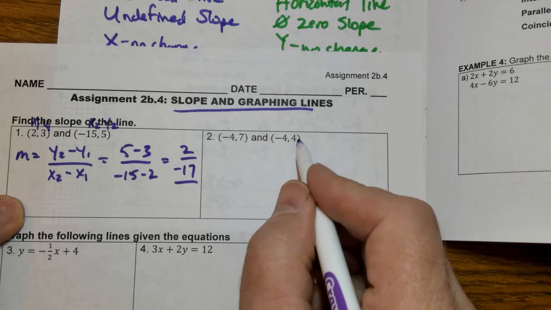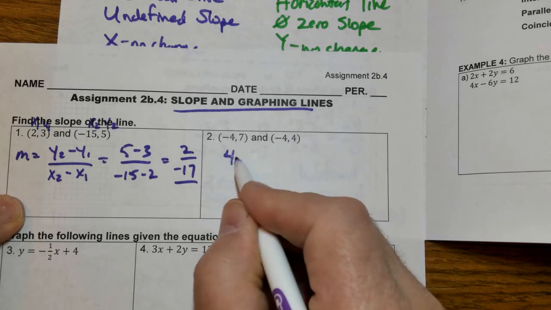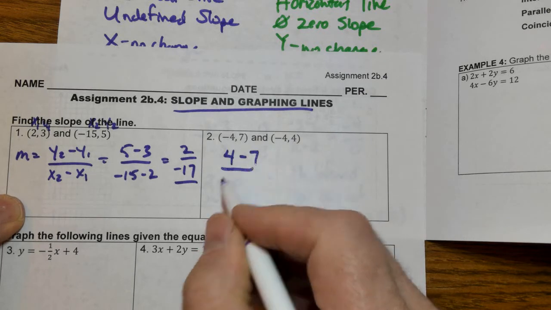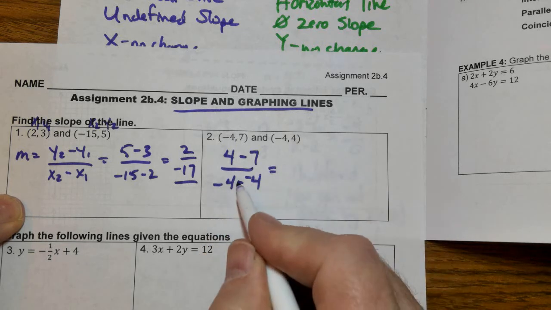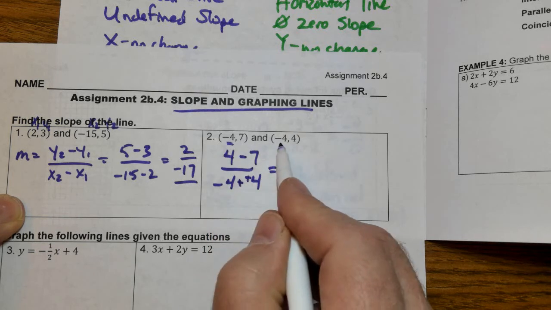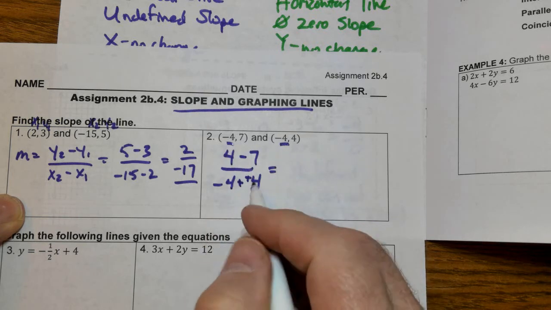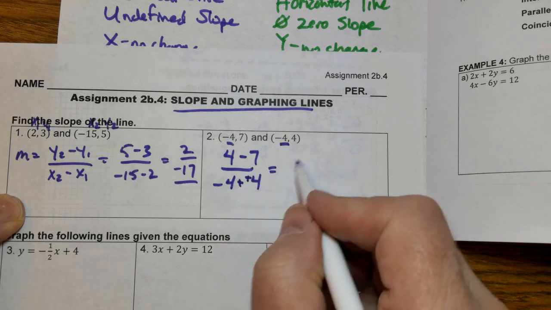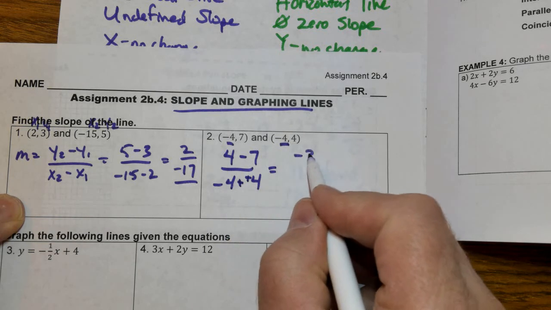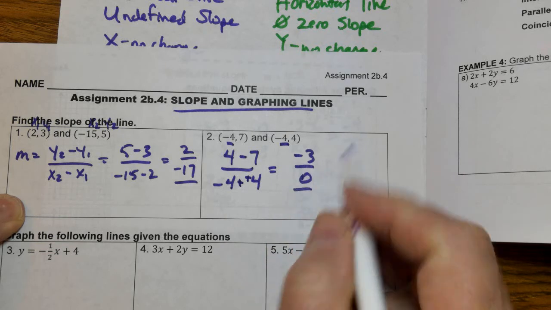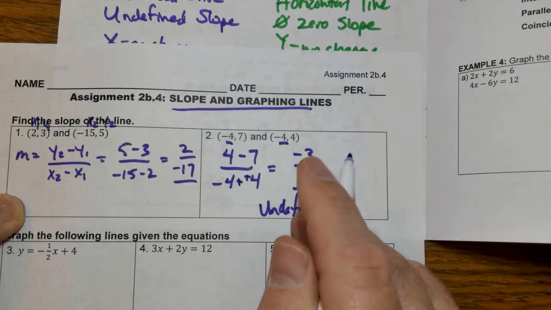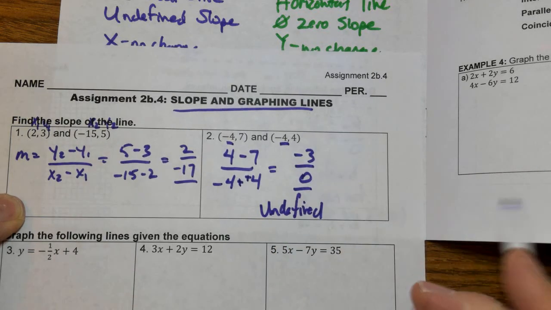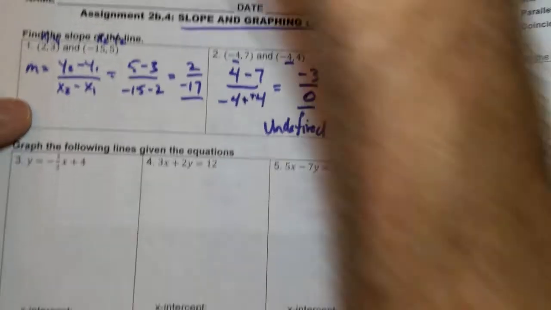This one, I'm just going to plug them in. 4 minus 7 over negative 4 minus a negative 4. Well, minus a negative 4 is plus 4. You see that these are the same items that were subtracted in the denominator? Well, that's going to be 0. So we have negative 3 over 0, and this is undefined slope because we cannot divide by 0. It's not possible. Let's go to this.